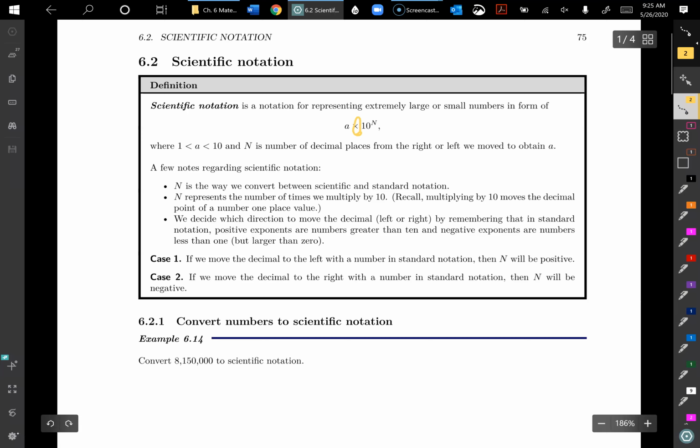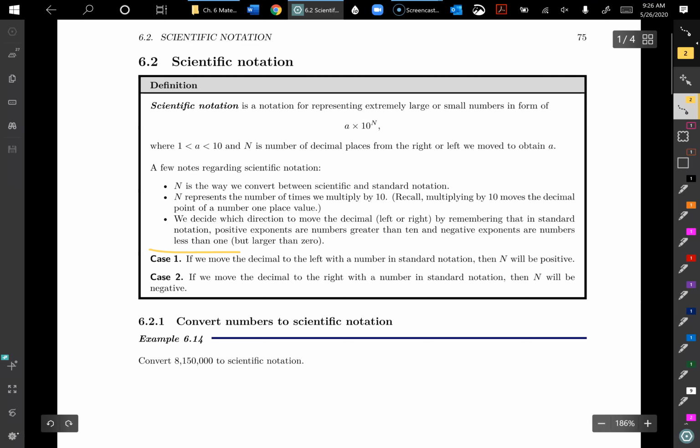We like to use this actual times symbol, the x there. It's not representing a variable, it just means times, okay? Where a is between 1 and 10, not including 1 and 10. N is our exponent. It's either going to be positive or negative, depending on if it's a small number or a large number.